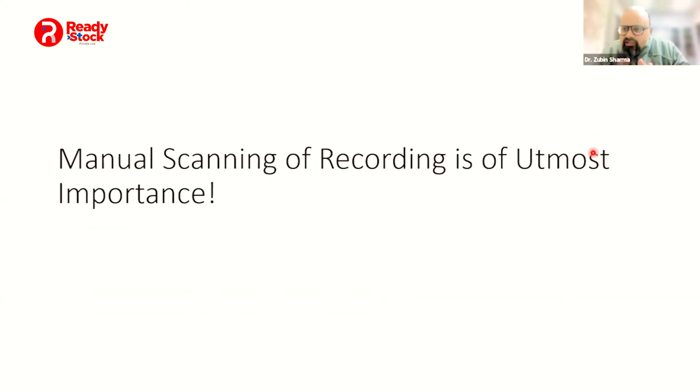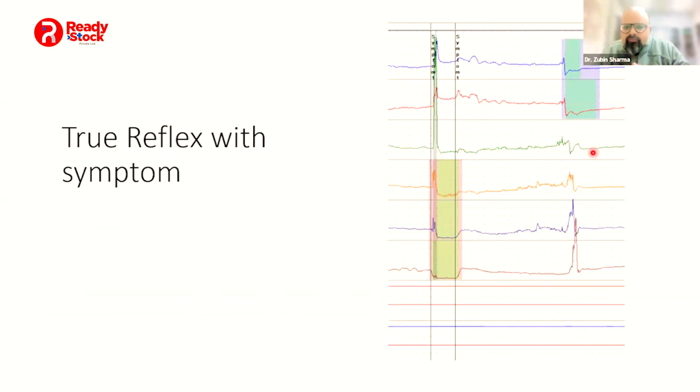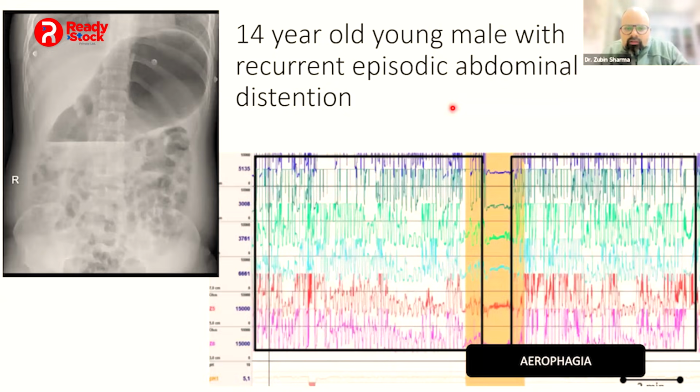You can use the automated scanning, but please make sure, I'll show you some of the mistakes that might happen. So true reflux with a symptom. This is a true reflux, and the patient has pressed the symptom. So at this point, the SI is definitely positive, SAP score of above 95%. Look at this patient. This was again labeled as reflux-induced because he was having recurrent belching, abdominal distension. He was told to have a hiatus, planning for surgery.